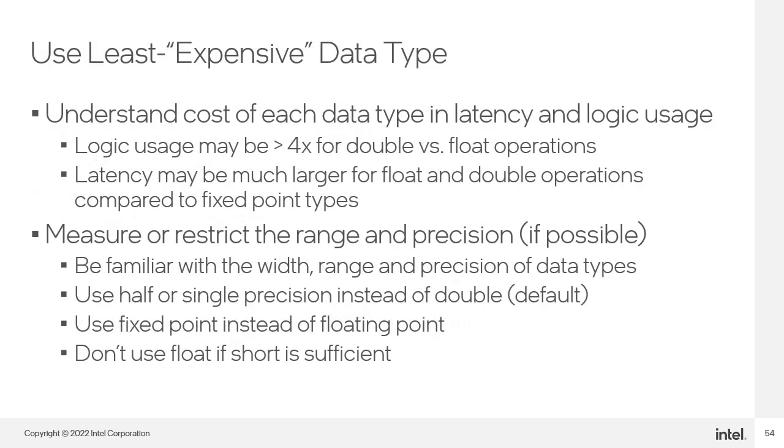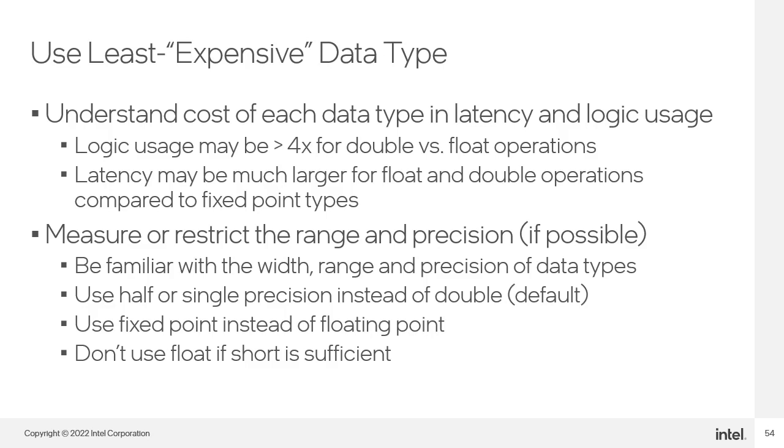Try to use the least expensive data type. Double precision floating point is going to be very slow and very big on the FPGA. It can use more than 4 times compared to what a single precision would use. DSP blocks are natively designed for single precision. That is why double float operations are so much bigger, because they must use soft logic, lookup tables, and flip-flops rather than just using the DSPs alone.